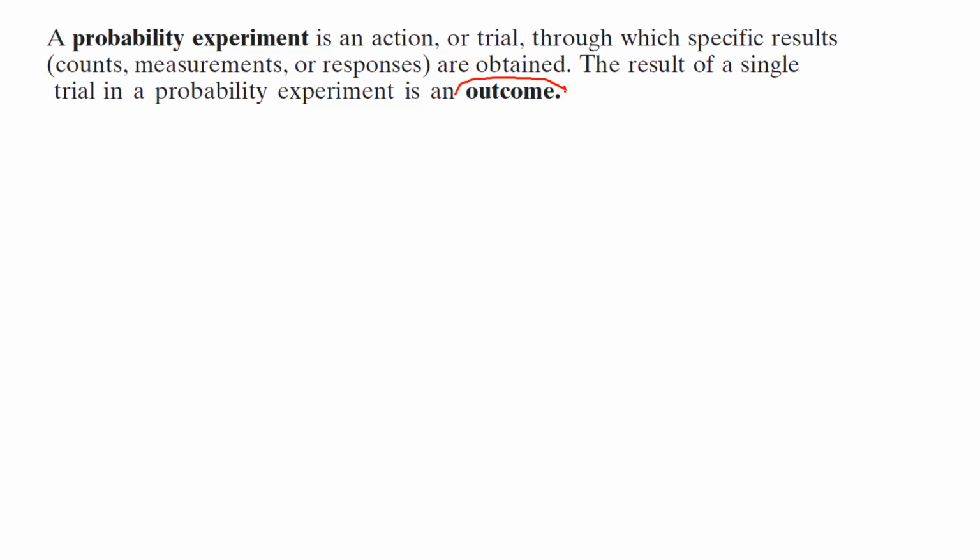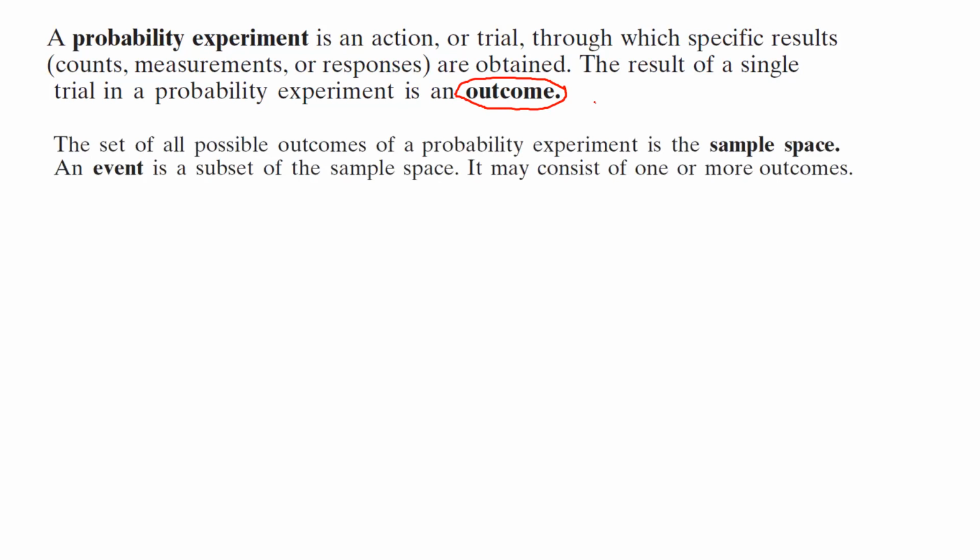So now that we defined the outcome of an experiment, we are interested in having all of those possible outcomes. The set of all possible outcomes of a probability experiment is called a sample space. An event is a subset or sub-collection of the sample space. It may consist of one or more outcomes.